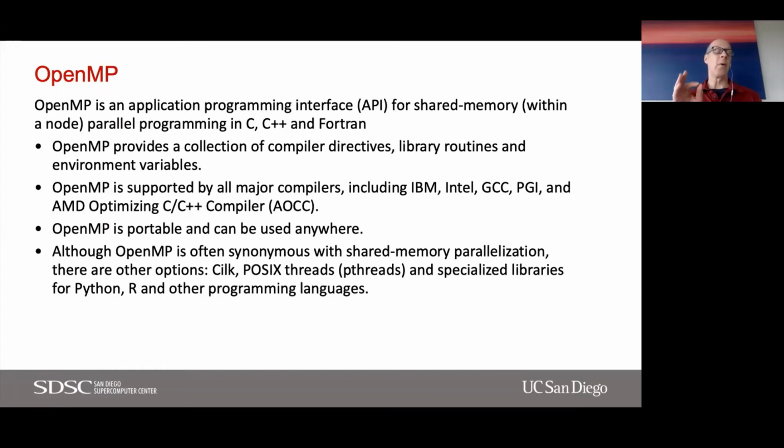Okay, so if we're going to be doing thread level parallelism, the most common way to do this is OpenMP. This is an API for shared memory, again, within a node, parallel programs. And we have OpenMP bindings for C, C++, and Fortran. OpenMP gives you a collection of compiler directives, library routines, and environment variables.